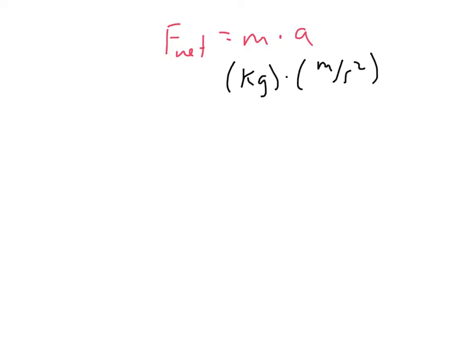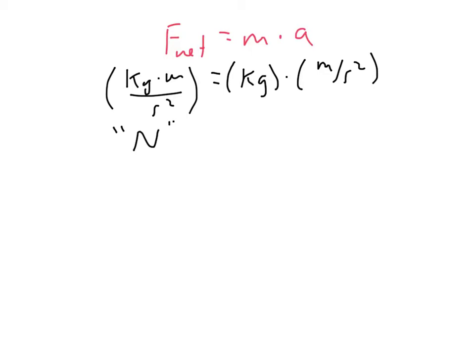So let's start by writing down the equation. Newton's second law. F net equals mass times acceleration. And let's look at the units for that. We know that mass is measured in kilograms. We know that acceleration is measured in meters per second squared. When we multiply those units, we get units of kilogram times meter per second squared. But we do have a special name for this. We call that a Newton.